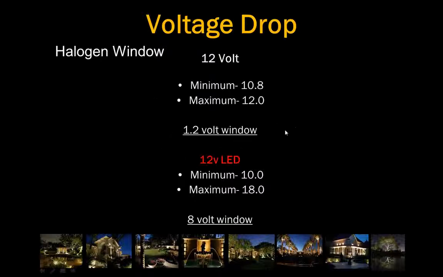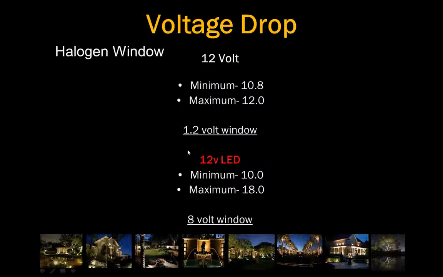So if you take a look at a halogen system, according to the manufacturer, you need to be running anywhere from 10.8 to 12 volts in order to get that lamp to work correctly. It's really only a 1.2 volt window. It's a really small target to hit. If I go anything below 10.8, that's where I get those really dim lights. If I go above the 12, that's where I get the really bright ones and the hot spots. And also, if I run anything higher than 12 volts, I'm really shortening the lamp life of that fixture. So I may have to start replacing those every 2 or 3 months because of running them way too hot.